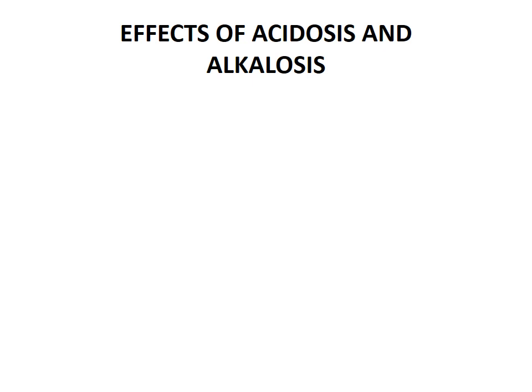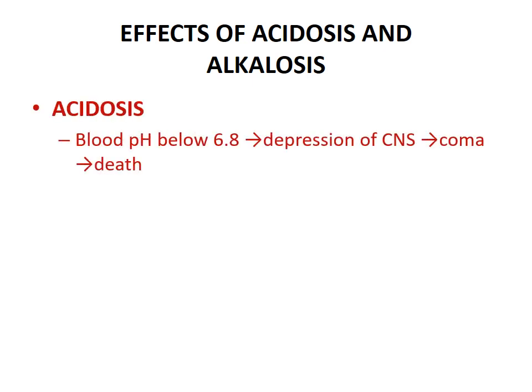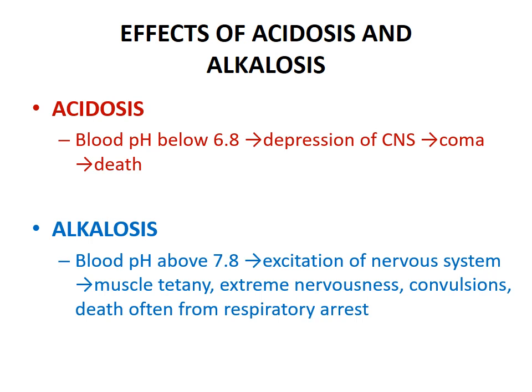Effects of acidosis and alkalosis. Acidosis, when the blood pH is below 6.8, can finally lead to depression of the central nervous system, which can cause a coma, which is an unconscious state, and then lead to death. Alkalosis, blood pH above 7.8, there might be excitation of the nervous system. Muscles will undergo tetany, uncontrolled contractions without relaxation, extreme nervousness, convulsions, and death often occurs as a result of respiratory arrest. There might be laryngeal spasm and death of the individual.